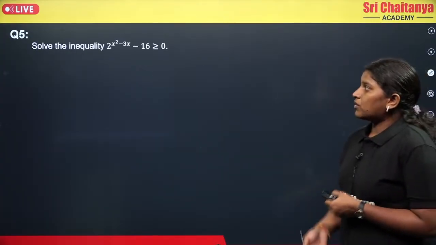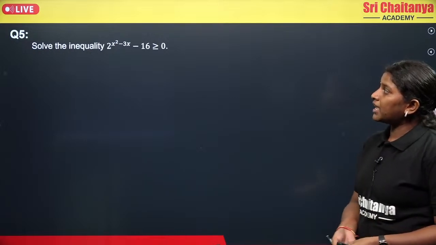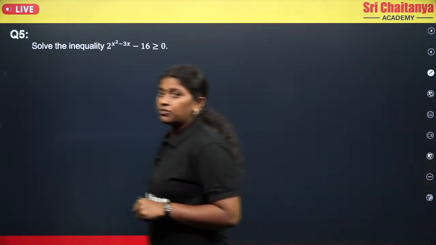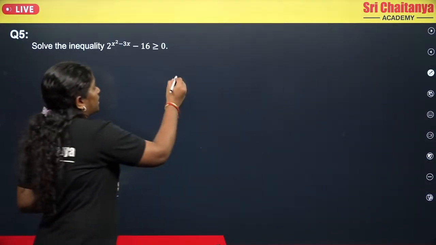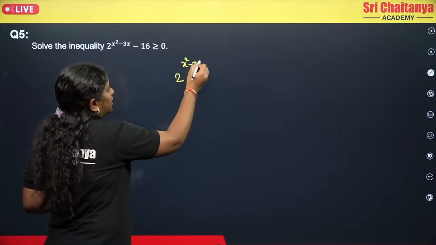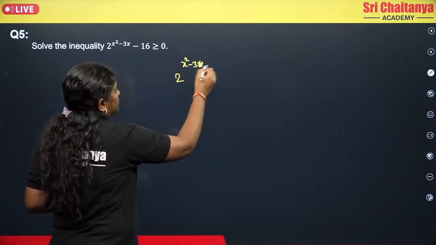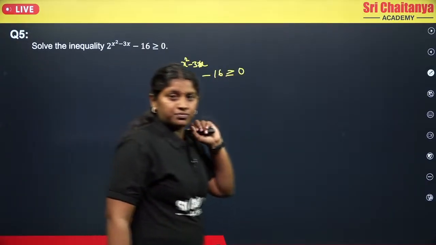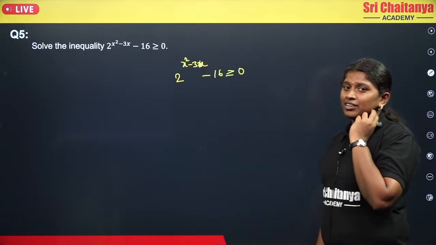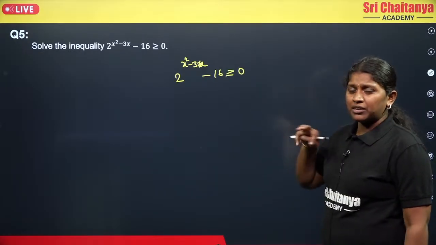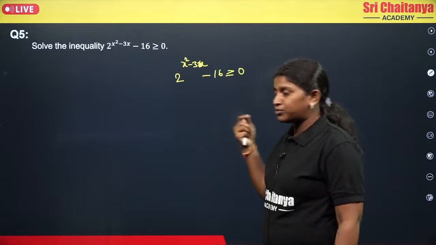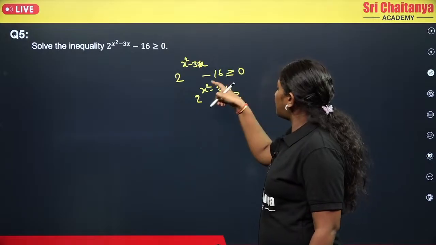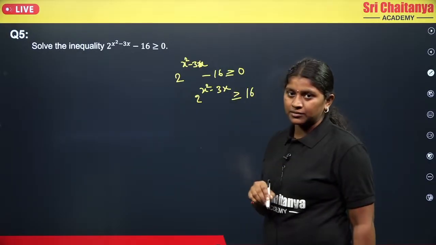Now moving to the next, let's solve the next one. Solve the inequality 2 to the power x square minus 3x minus 16 greater than or equals to 0. So how can we simplify this question now? I think you will mostly have an idea, right? So tell me, first of all, what transposition do we have to do? Coming to here, x square minus 3x greater than or equals to minus 16; crossing over, it will be plus 16, right?